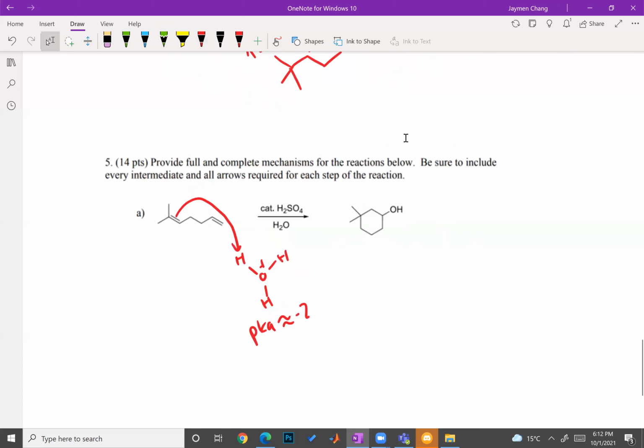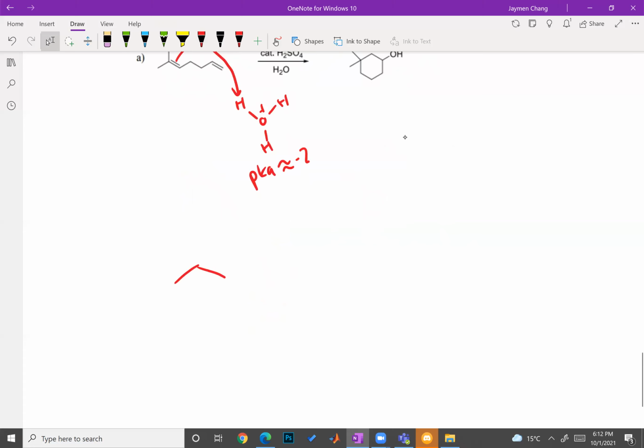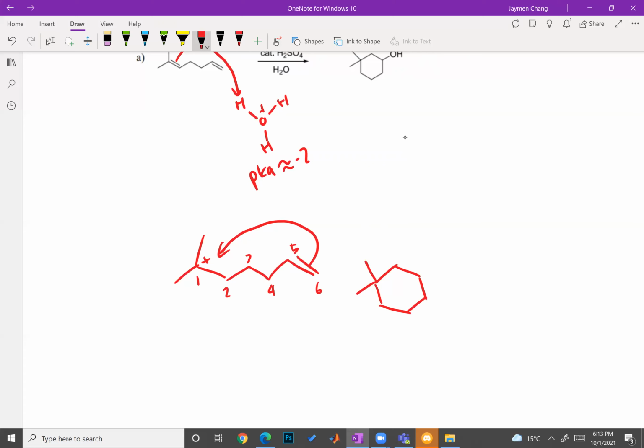So when we have this, we're going to form the more substituted carbocation, which is going to be this one. And what we can see now is the alkene can actually come in and attack. And what we have to do is count 1, 2, 3, 4, 5, 6. So we form a 6-membered ring here. And we will draw our 6-membered ring. Now we're going to have a positive charge.